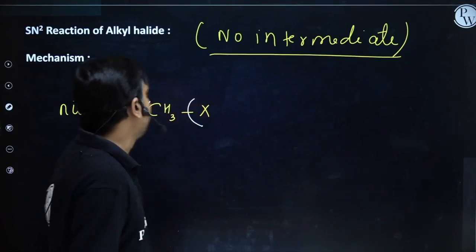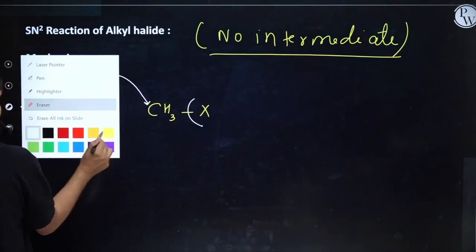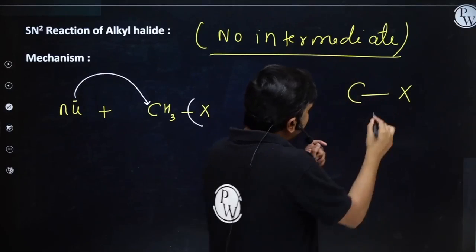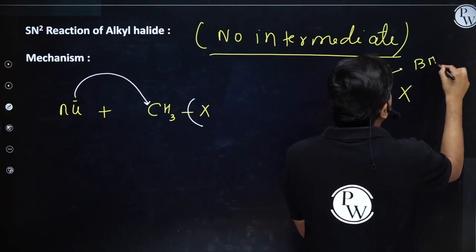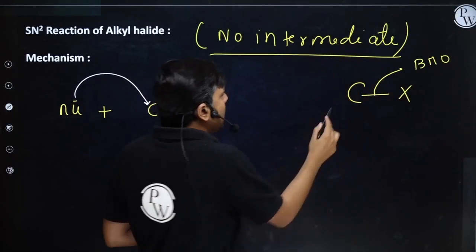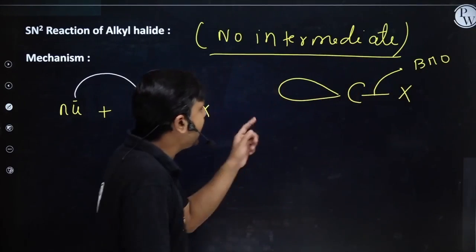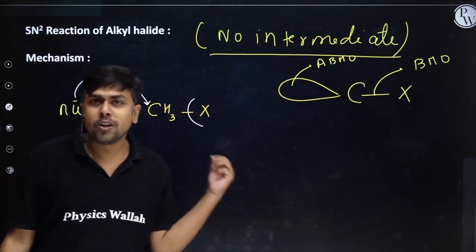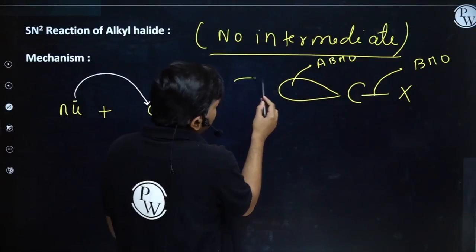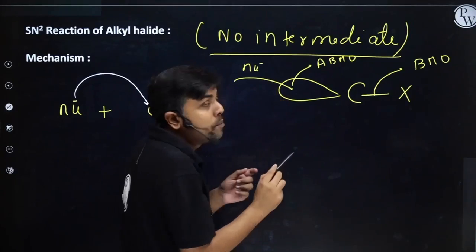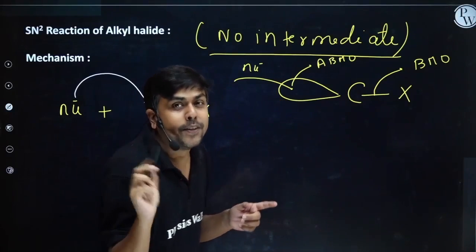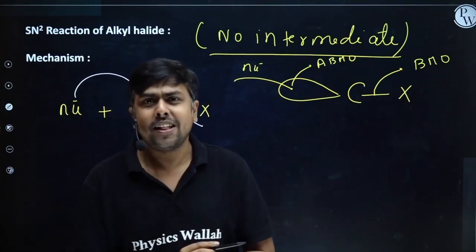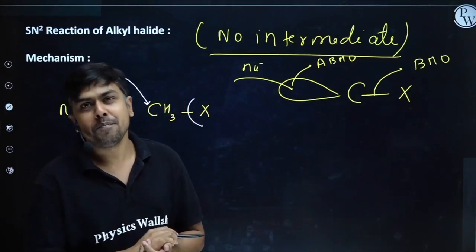There is one more reason, and that we can understand through molecular orbital theory. Students, the C-X bond is referred to as the bonding molecular orbital, BMO. Exactly at 180 degrees, we have an ABMO. And in an alkyl halide, this ABMO is vacant, right? So the nucleophile can approach this ABMO, and this ABMO is exactly at 180 degrees. That's why the nucleophile approaches from the backside. This is the second reason through which we can explain why the nucleophile approaches from the backside.